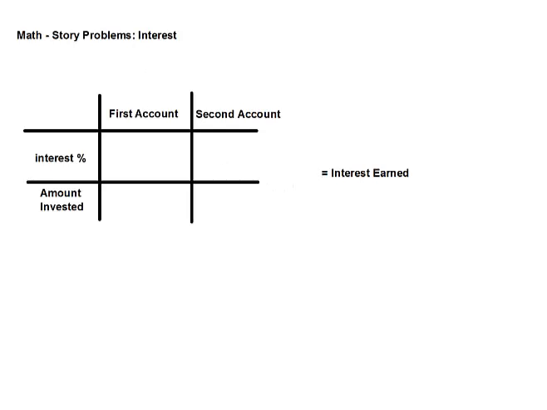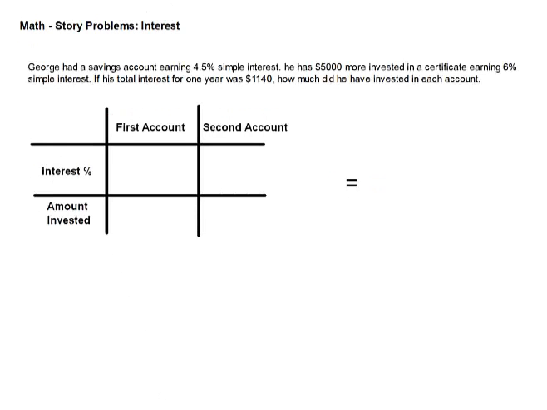So let's try a story problem using this setup. George had a savings account earning 4.5% simple interest. He has $5,000 more invested in a certificate earning 6% simple interest. If his total interest for 1 year was $1,140, how much did he have invested in each account?